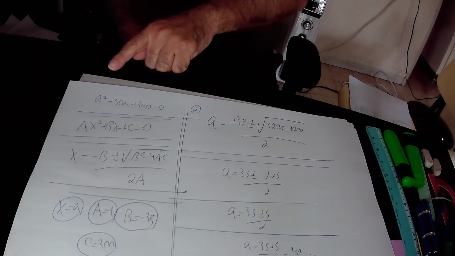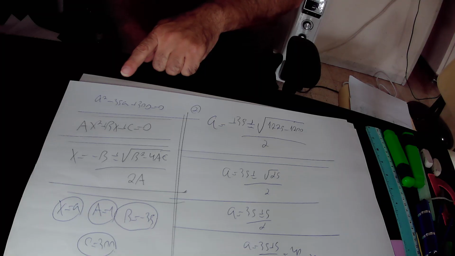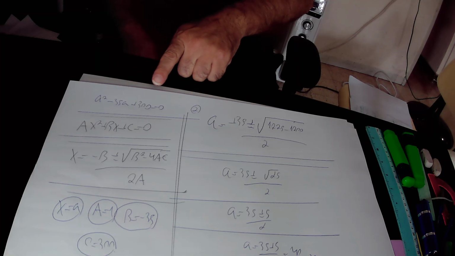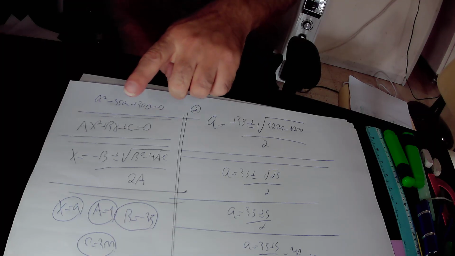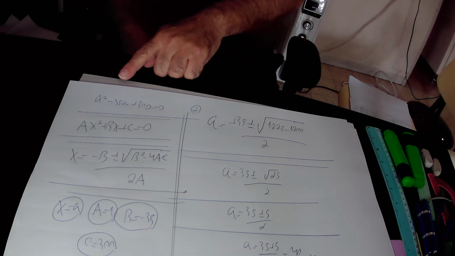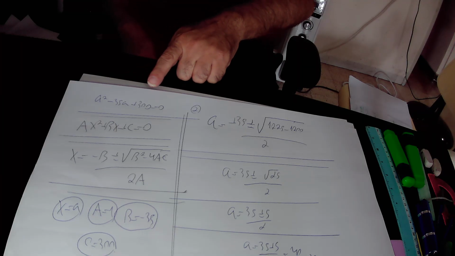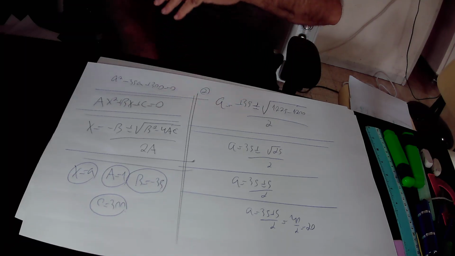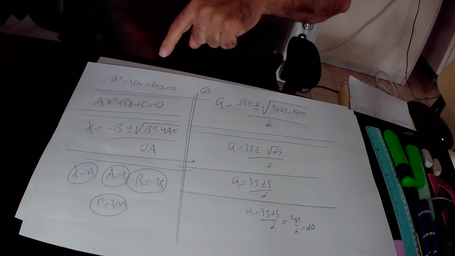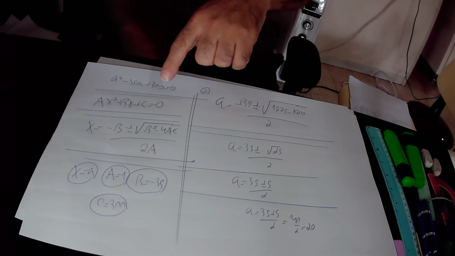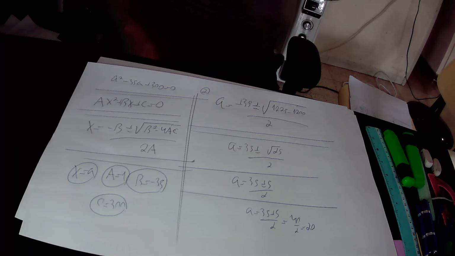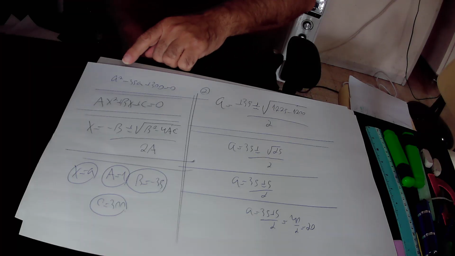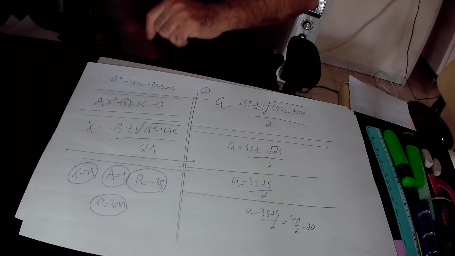Now for our specific quadratic equation, a squared minus 35a plus 300 equals 0, the variable that we are looking for is of course a. So x equals a, the coefficient a equals 1, the coefficient b equals minus 35, and the coefficient c equals 300. All we have to do here is put the data of our specific quadratic equation into this general formula for x, and this way we find the values of the variable that we are looking for, that is a.